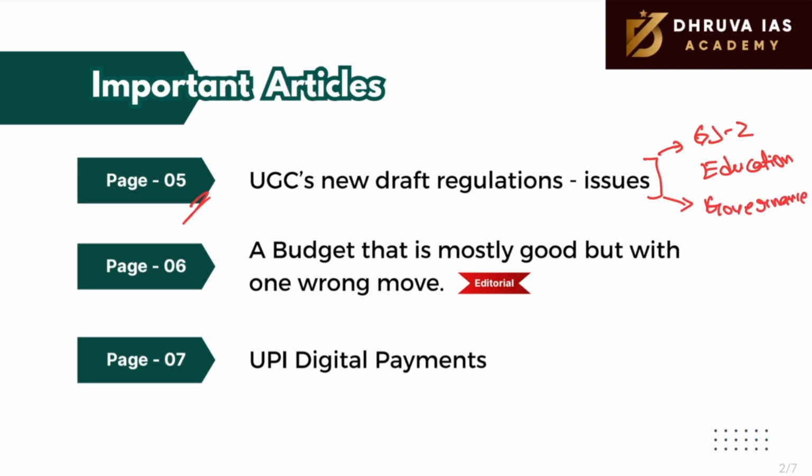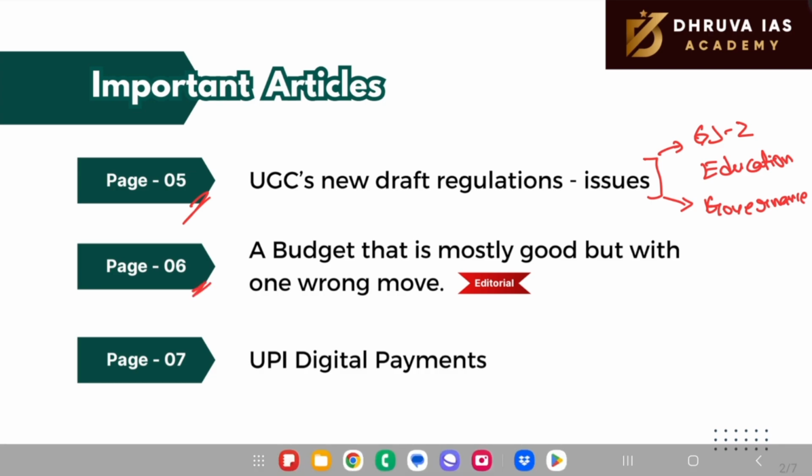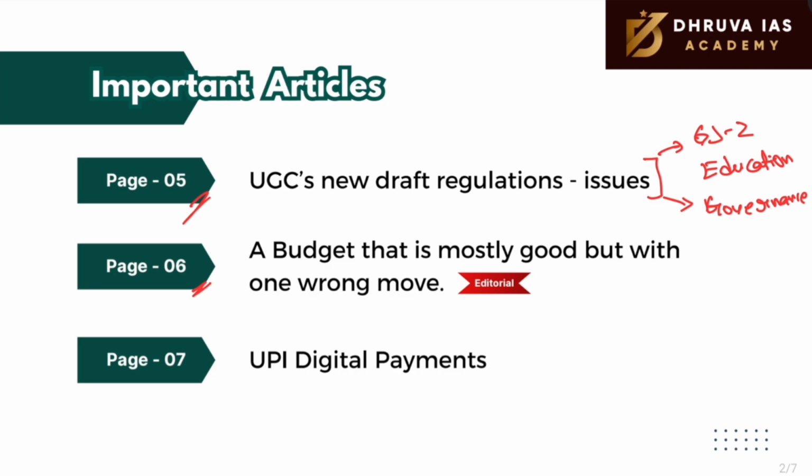The next article that we need to read falls in the editorial, page number 6. This article highlights that the moves that we have made with respect to fiscal consolidation and capital expenditure are all being supported except one. So what is that one, according to the author, that is not right in our budget? Read it thoroughly and make notes out of it.